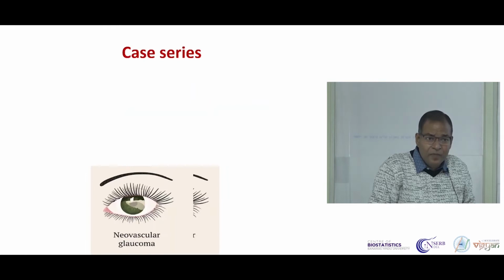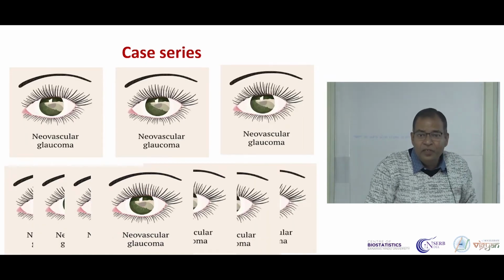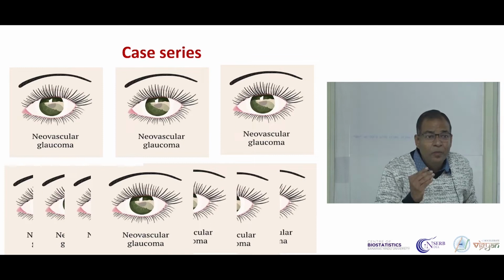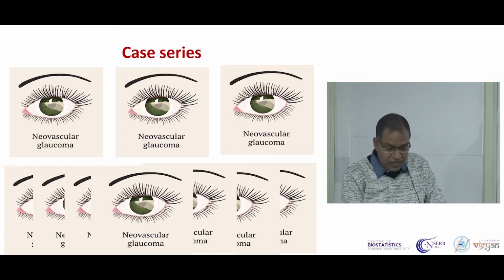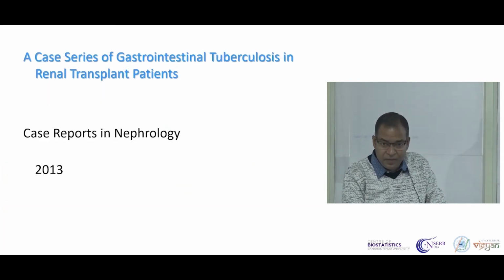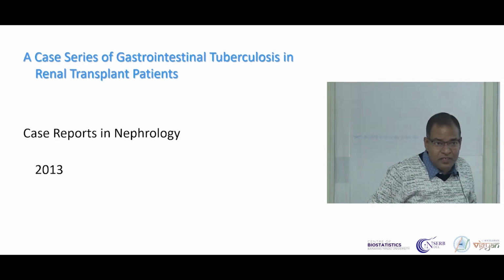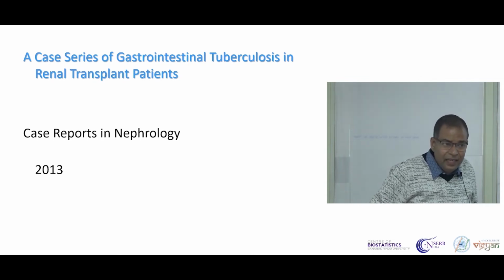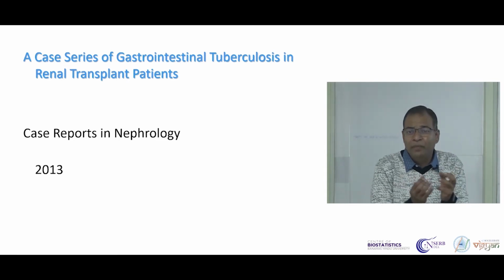What is a case series? Say for example, I have identified so many cases having similar features. So this is basically a case series. Basically, more than 10 cases. If one or less than 10, we report it as a case report. If more than 10, it is reported as a case series. Now see, this is an example of a case series. A case series of gastrointestinal tuberculosis in renal transplant patients. In a case series, if we are having around 20 or 30 cases, within the two groups, we can do some type of statistical analysis as well. Clear?